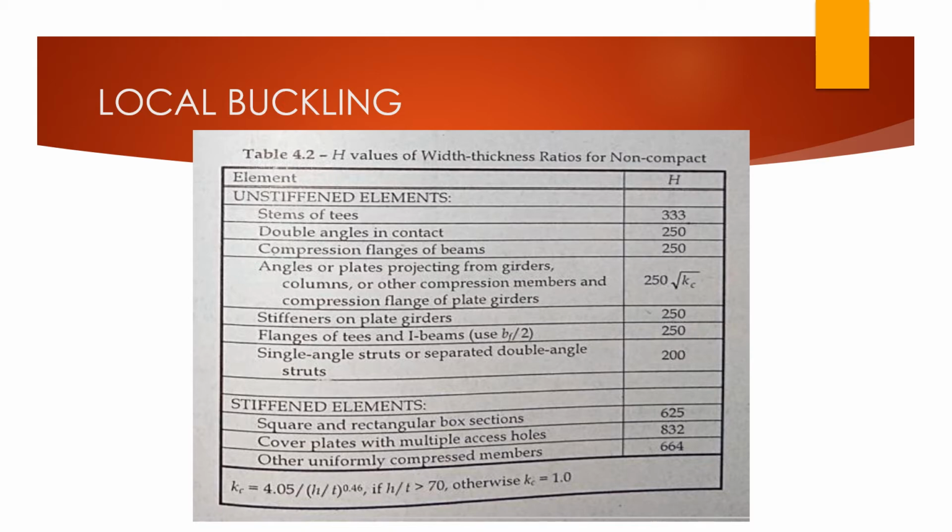So, as you can see, we have a table here, these are the H values for the width thickness ratios for non-compact unstiffened elements and stiffened elements. So, if what we are designing is not in the table, then we look for its width thickness ratio, which is B over T.